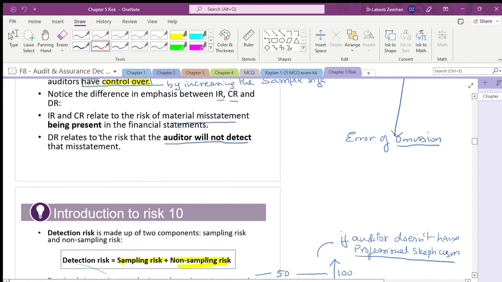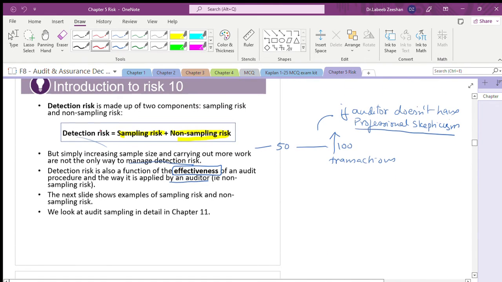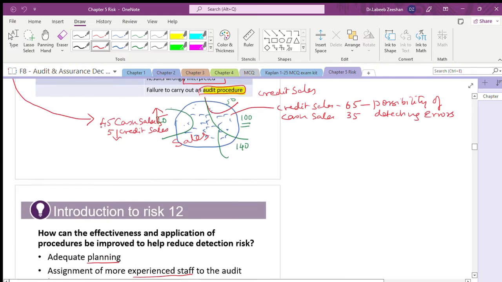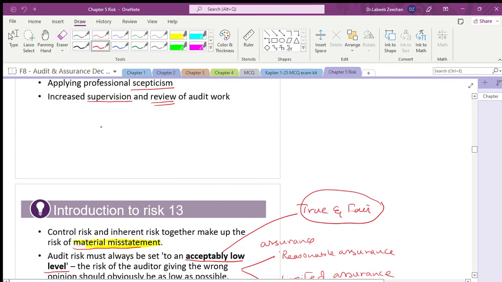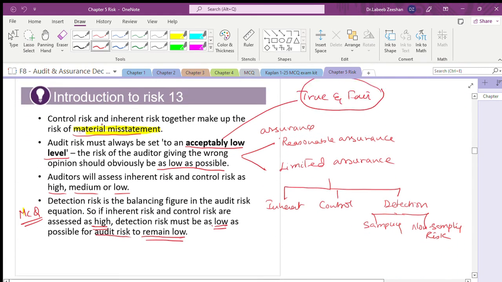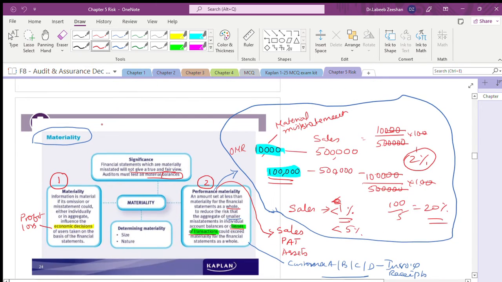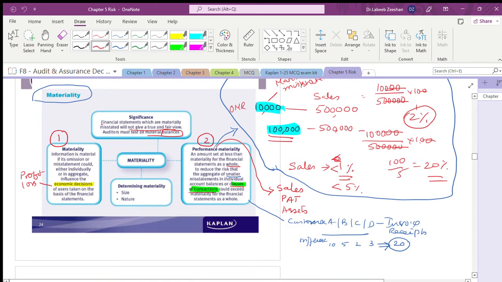Now, when we go further, we have to know how best we can work with materiality. Materiality is nothing but the percentage of error or misstatement. What is the percentage of misstatement? See, misstatements will occur. There is no doubt about that.